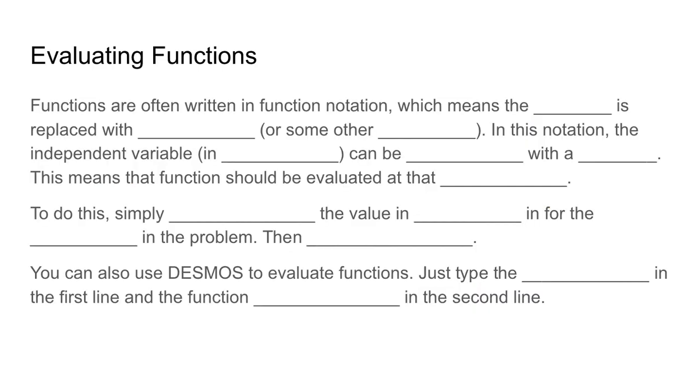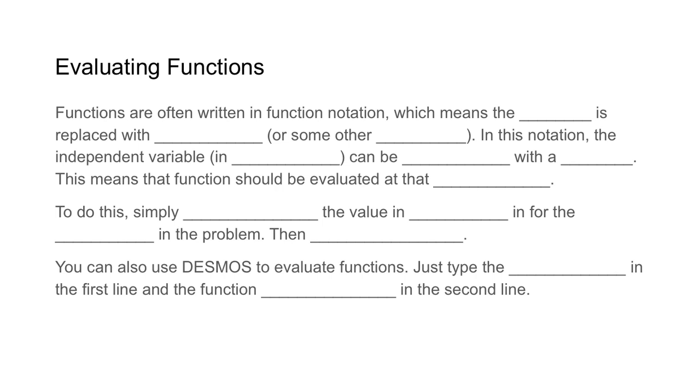Okay, so symmetry is done. Now we're going to look at evaluating functions. And this is a lot like evaluating expressions, but some of this can be done in Desmos, which makes this a little bit easier. So functions are usually written in function notation, which means they take the y equals out and they replace it with like f of x or some other number or letter like that. Sometimes they'll put g of x, sometimes they'll put h of x, random stuff.